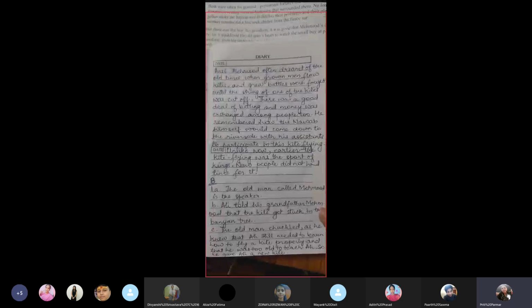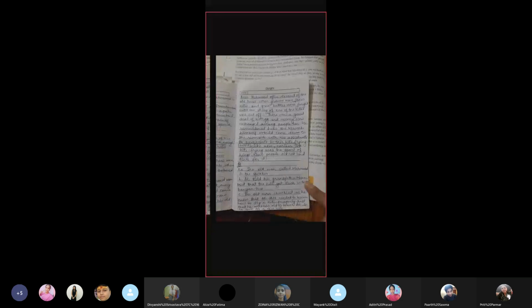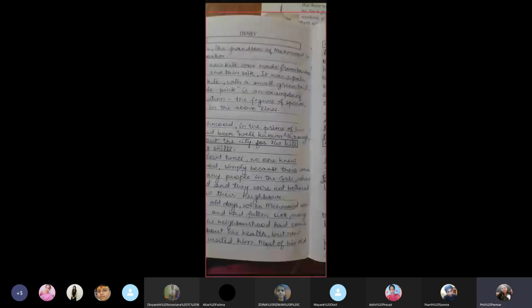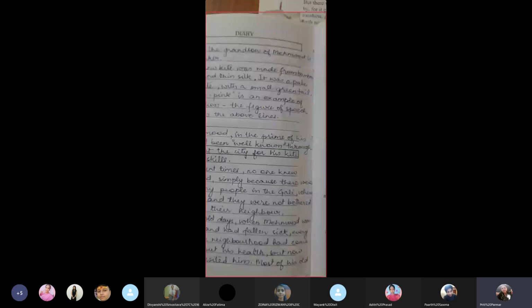Coming on to exercise B2. The question is: I will not lose this one. This kite will fly like a bird. And questions based on it. Who is the speaker? Describe the kite's appearance. Identify the figure of speech used in the above line. Now, B2A, the first part, answer: Ali, the grandson of Mahmud, is the speaker.